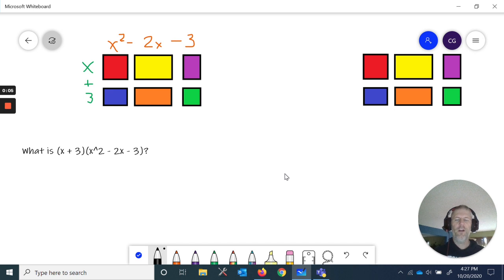In the last video, we talked about multiplying binomials by binomials, so two term by two term. This time we're going to talk about multiplying binomials times trinomials, so two terms times three terms. So we're going to find out what the answer is. What is the quantity x plus 3 times the quantity x squared minus 2x minus 3? And we'll use this area model to illustrate that.